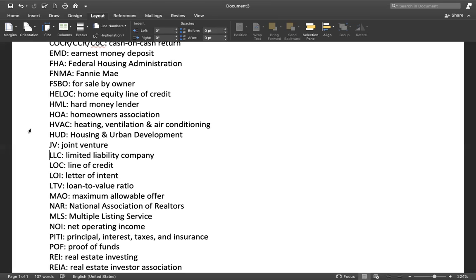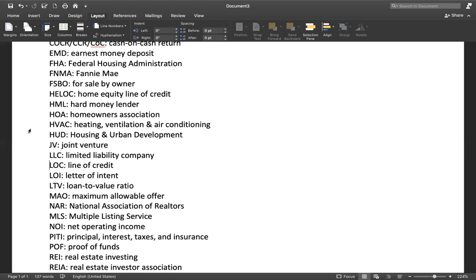LLC is a limited liability company. So it's just a way for asset protection and to create a corporation and run all your revenues and expenses from it, whether it's an LLC for a single family property that you own, or you do a bunch of wholesaling or flipping, buy, rehab, and sell. You can run it through an LLC that you have.